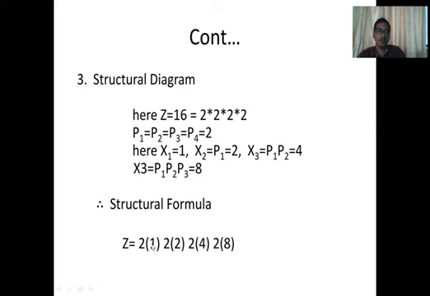Therefore, the structural formula becomes: P1 x1, where P1 is 2 and x1 is 1, so 2^1. P2 x2, where P2 is 2 and x2 is 2, so 2^2. Then P3 x3, where P3 is 2 and x3 is 4. Then P4 x4, where P4 is 2 and x4 is 8. Here we have to consider x4, not x3, so that was a mistake. So x4 is equal to 8. From this we get the standard structural formula Z is equal to 2^1, 2^2, 2^4 and 2^8.